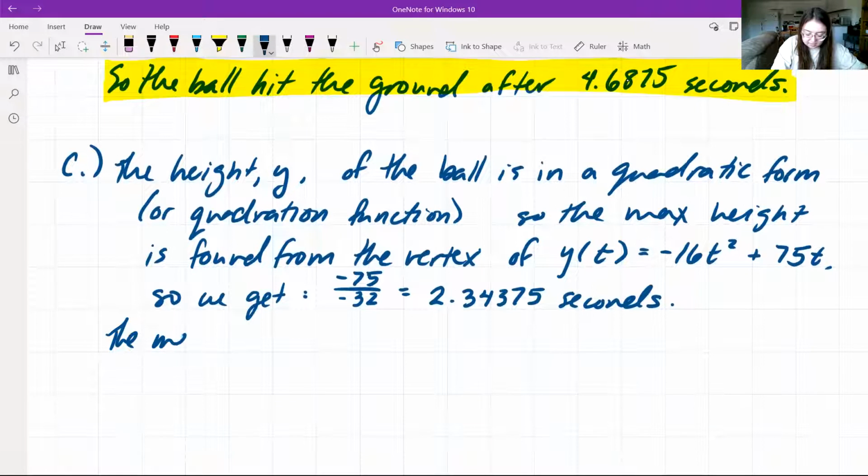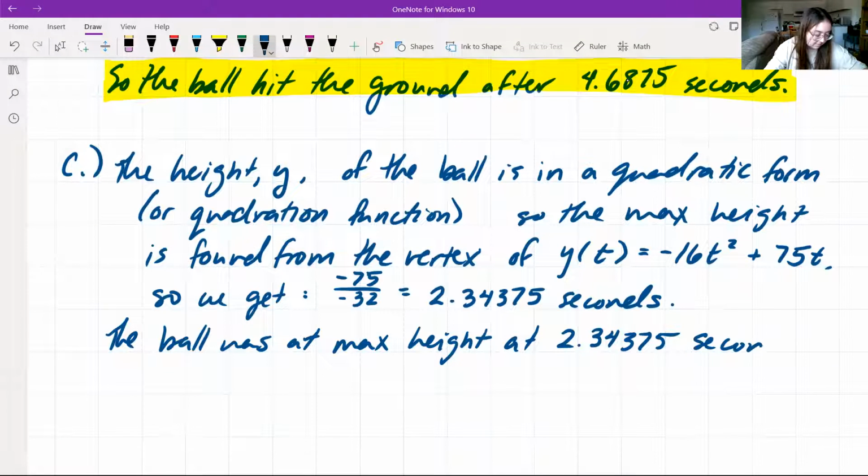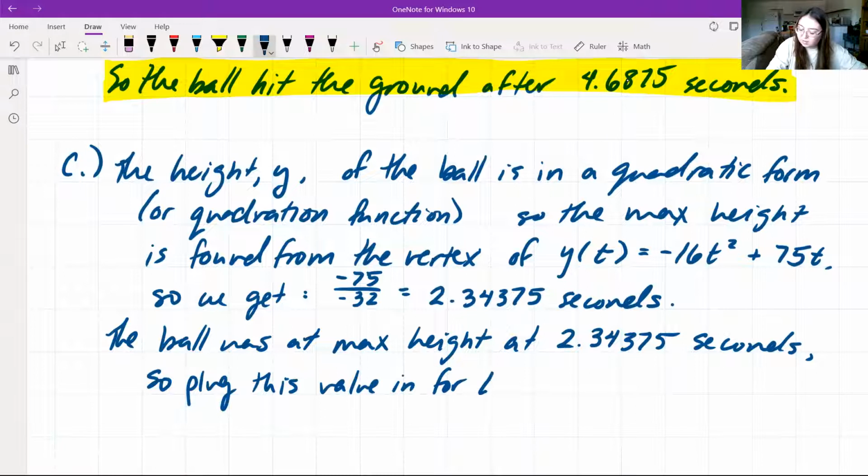So we get that the ball was at max height at 2.34375 seconds. So plug this value in for t in y of t to get the height.